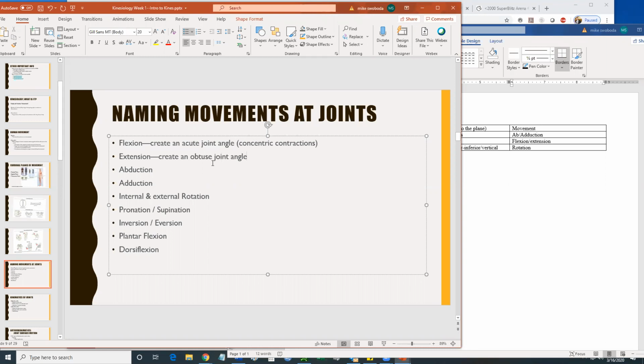Extension is going to be the opposite, so it's going to create an obtuse joint angle. Acute is less than 90 degrees. Extension is going to have a greater than 90 degree movement. Abduction just goes away from midline. Adduction comes back to midline.